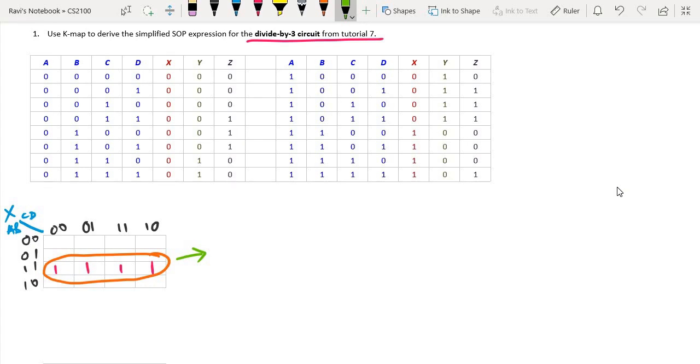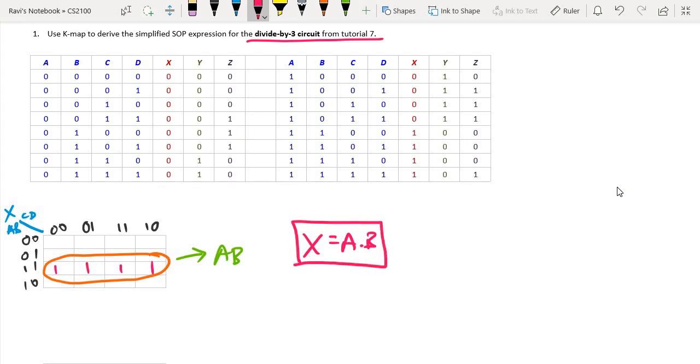For example, in this case I have a grouping of 4. That means from A, B, C, D, 2 of them will be eliminated. What will be eliminated are those that are changing in this group. You can see that in this group, C and D continuously change, so what is remaining is A, B. Correct? So the simplified expression for x is equal to A dot B. That is the final answer for x.